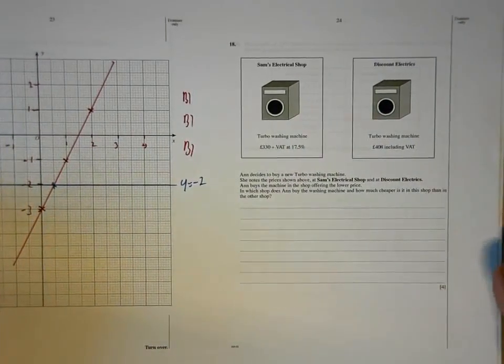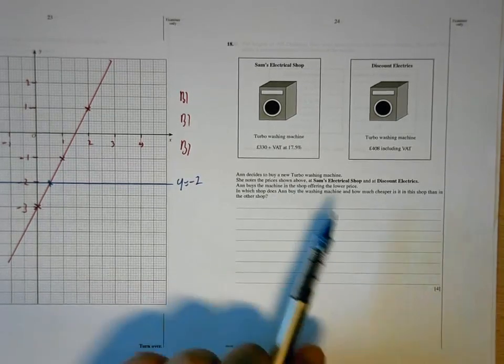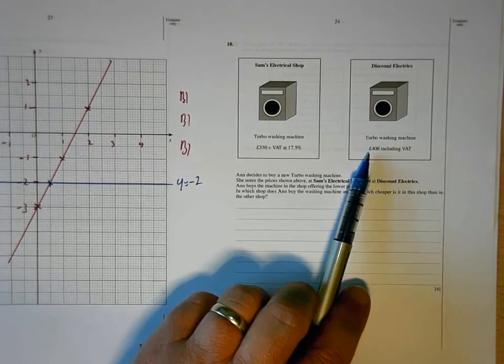Question 18. Anne decides to buy a new turbo washing machine. She notes the prices shown above at Sam's electrical shop and at Discount Electrics, and buys the machine in the shop offering the lowest price. In which shop does Anne buy the washing machine, and how much cheaper is it in this shop than in the other?